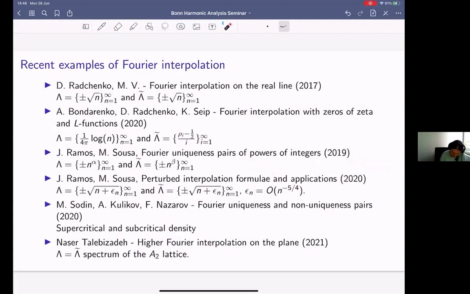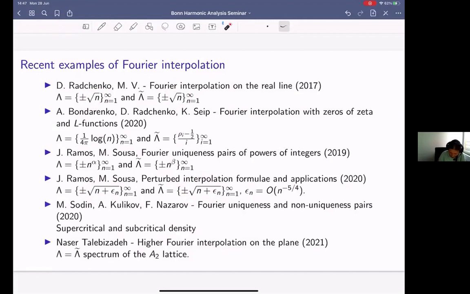Also, another paper by the same authors, I should mention, attacks this problem from another angle. So here what they try to do, they try to take this arithmetic sequence, the numbers n to the power 1/2. But now what they do, they try to perturb each of the nodes a little bit. So to each of the nodes of this lattice, they add a number e_n.